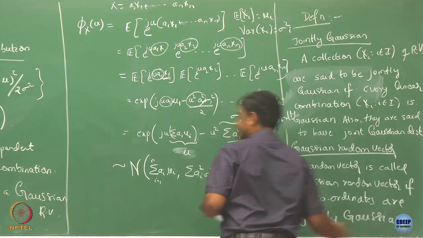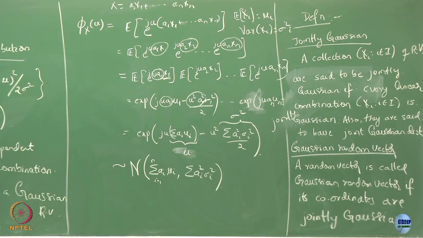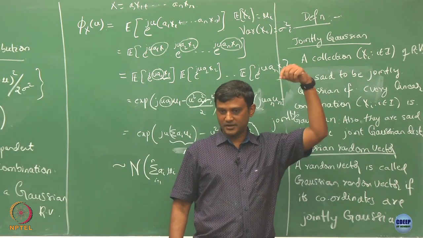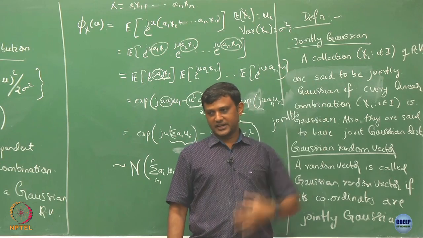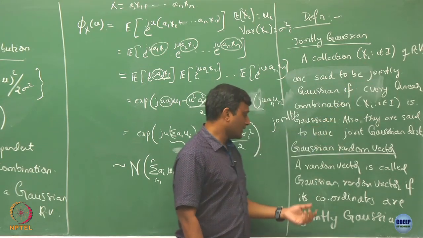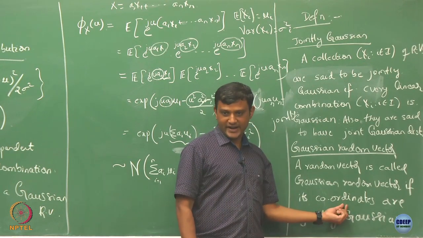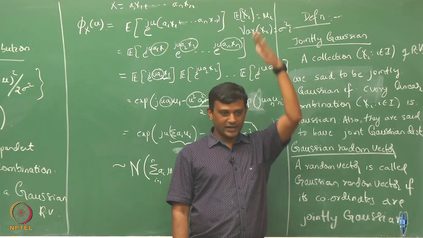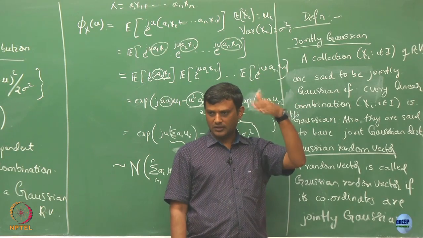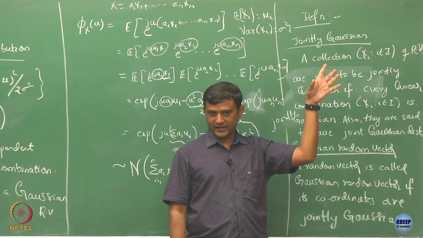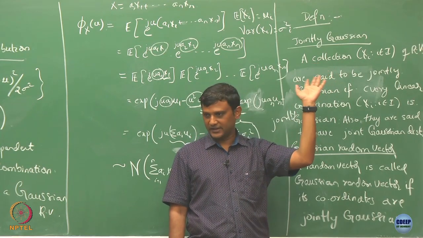Now, when we are given a Gaussian vector, this vector will have components, right? And then we just treat those components as coordinates. When I say x is a random vector, it will have x1, x2, let us say up to xm, and I can treat these as coordinates of this vector, as we discussed in the previous class.